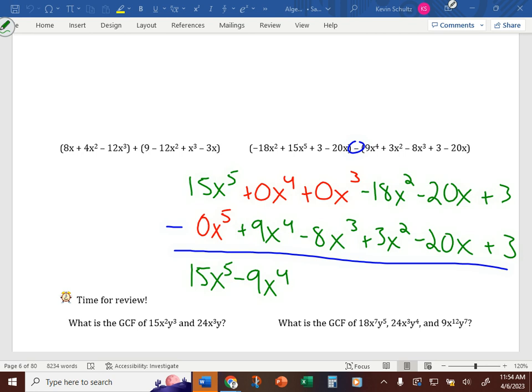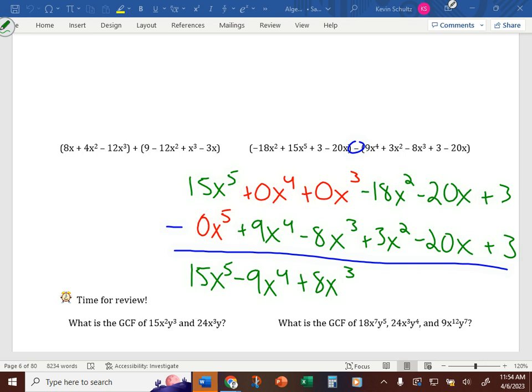Here's where things really get fun. 0x cubed minus negative 8. What happens when you subtract a negative? Wyatt? It's addition. So really this says 0 plus 8x cubed, which is positive 8x cubed. Okay, pay attention to those signs. This is something that takes attention to detail, right? Very important.